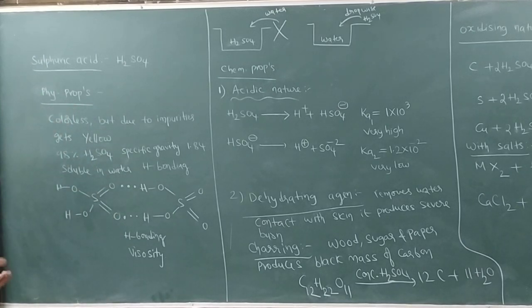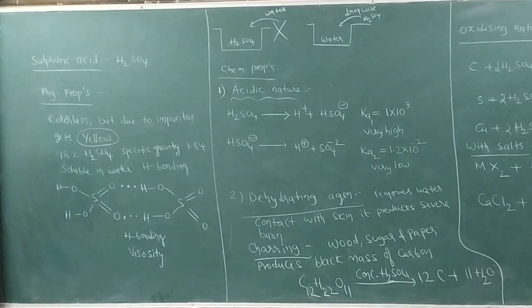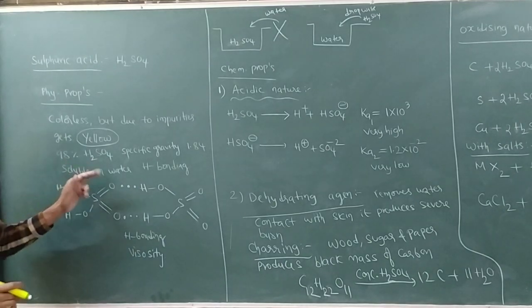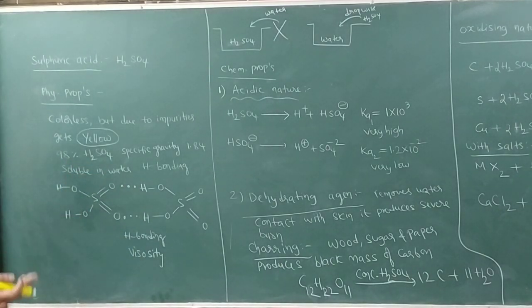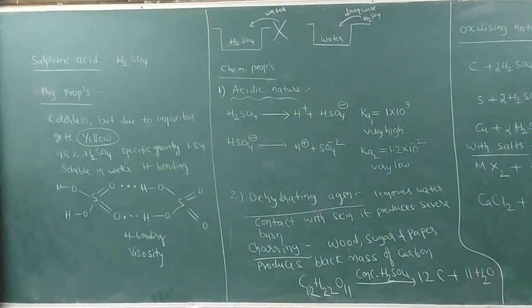Generally sulphuric acid is a colorless liquid, but because of impurities it may impart a yellow color. Now, 98% H2SO4 is what we generally get from industry as strong concentrated sulphuric acid, and that has a specific gravity of 1.84, and because of hydrogen bonding it is soluble in water.